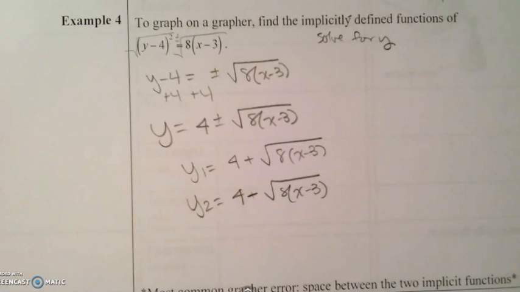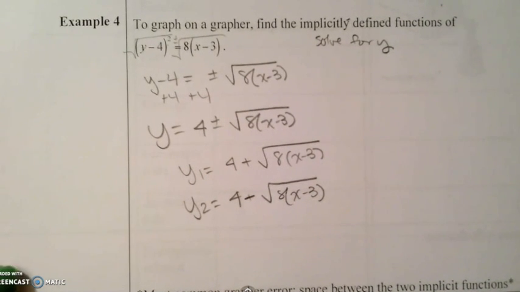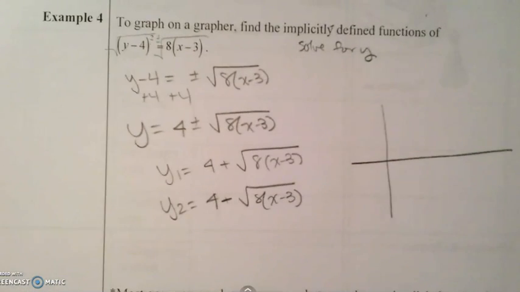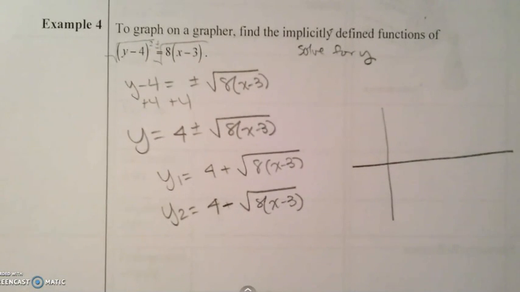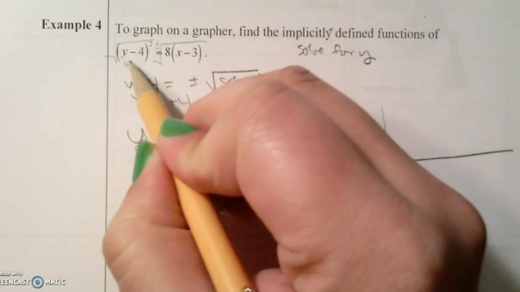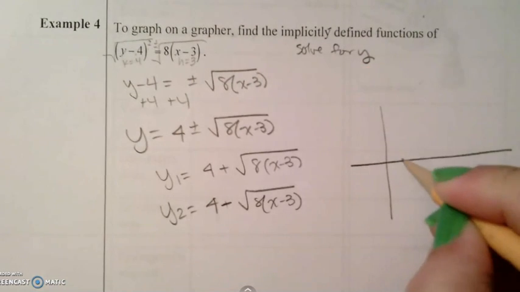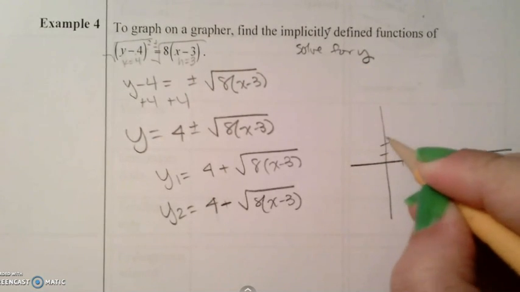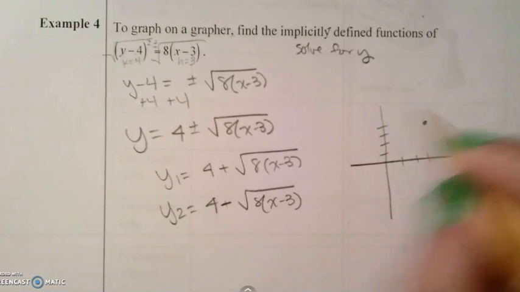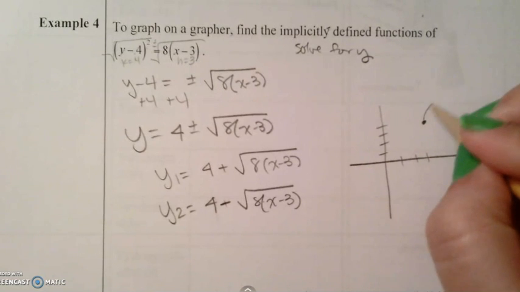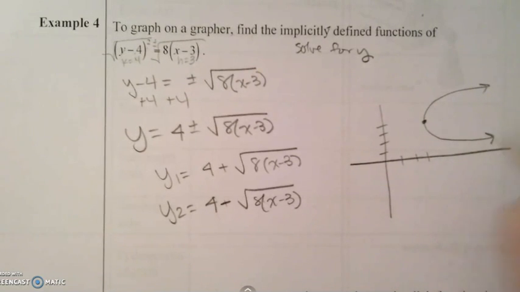And so we put y1 and y2 into our calculator. Now, without a calculator, what do we know this will look like? So what are we expecting this to look like? Well, here I know that k is 4, h is 3, so 1, 2, 3, 1, 2, 3, 4. The y is squared, and my focal width is positive. So I'm expecting it to look like this.